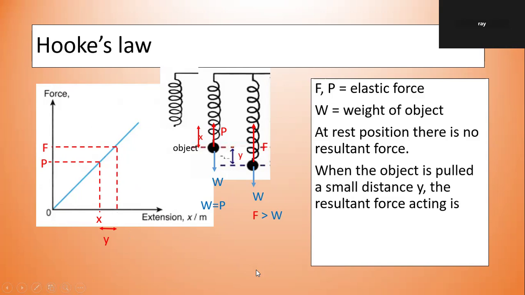When the object is pulled a small distance y, the resultant force is F minus W upwards. This time F is greater than W, so the resultant force is F minus W, and it's going to go upwards.